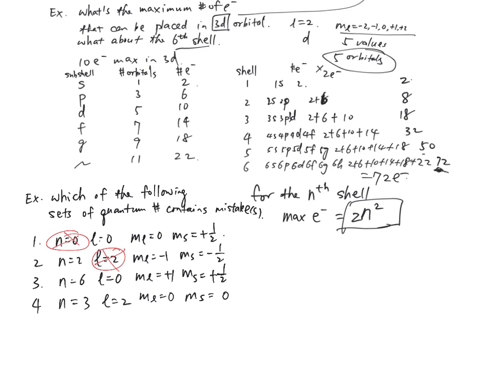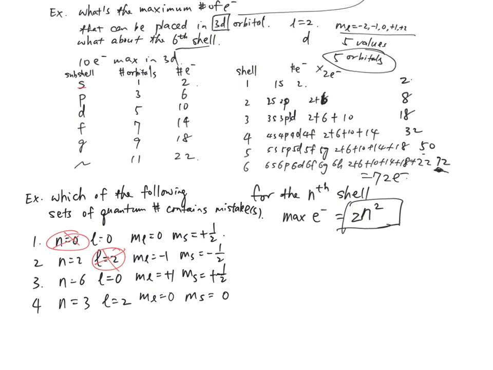No. All right, number 3, n equal to 6, that's okay, 6 shell. L equal to 0 means s subshell. Your 6 shell could have an s subshell, a 6s orbital. That's fine. Now, ML is limited by L. Whatever L is, your ML is from negative L all the way up to positive L. If your L equals 0, your ML can have only one value, which is 0.